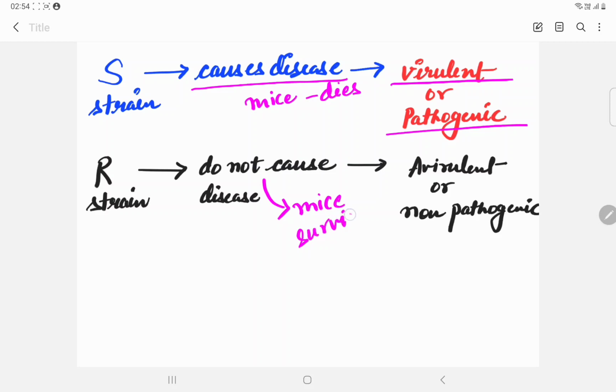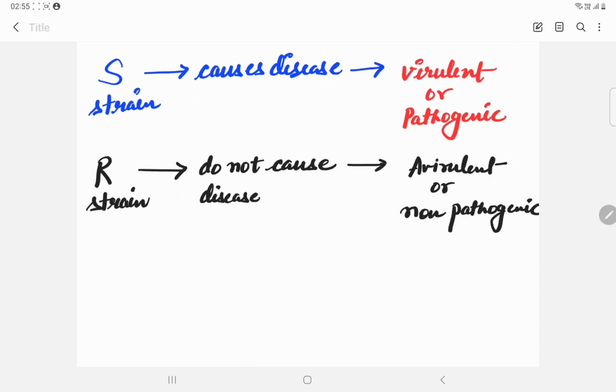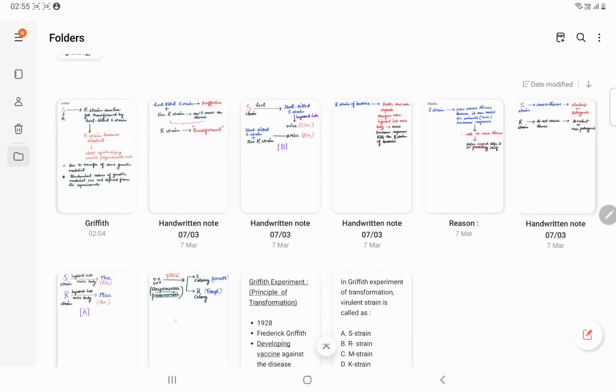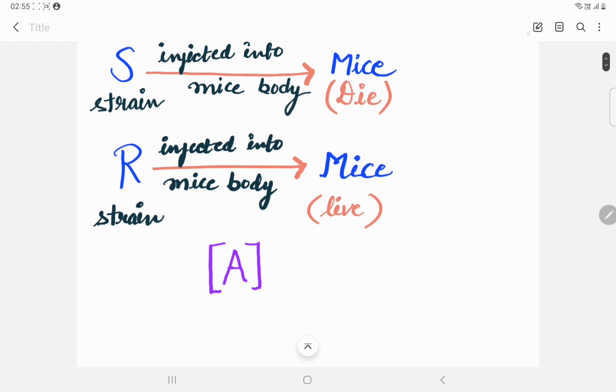Therefore these strains, the R strain, are avirulent, non-virulent or non-pathogenic. Any term can be used here. Alright, now we have seen that with S strain, mice dies, and mice is plural and mouse is singular. Whereas when R strain is injected into mice, the mice live.